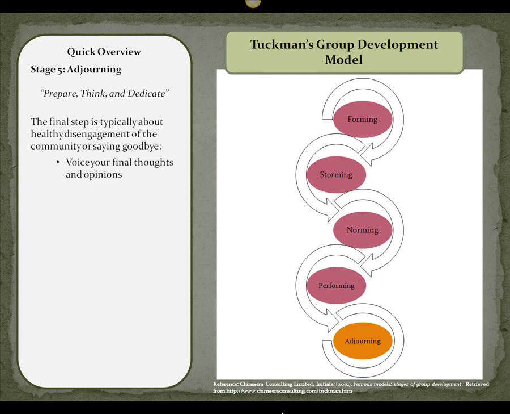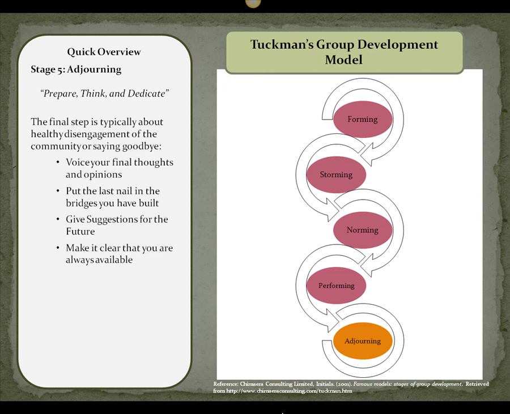And that's about voicing your final thoughts and opinions and learning to live with each other. Putting that last nail in the bridges you've built so that you've got a strong roommate relationship. And giving suggestions for the future of how you will live together. And then making it clear that you as the RA are always available and the roommates make themselves available to each other as well.